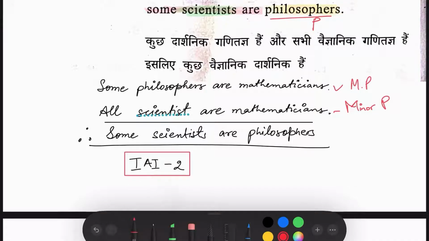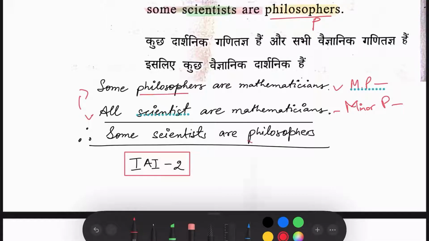Now again the problem will arise. Let's suppose अगर आप यहाँ पे major minor में गलत कर देते हो, so again यहाँ पे mood भी आपका सही नहीं होगा, और आपका figure भी सही नहीं होगा. So you have to identify and you have to write the major पहले and the minor premise. और ये आप कैसे judge करोगे?